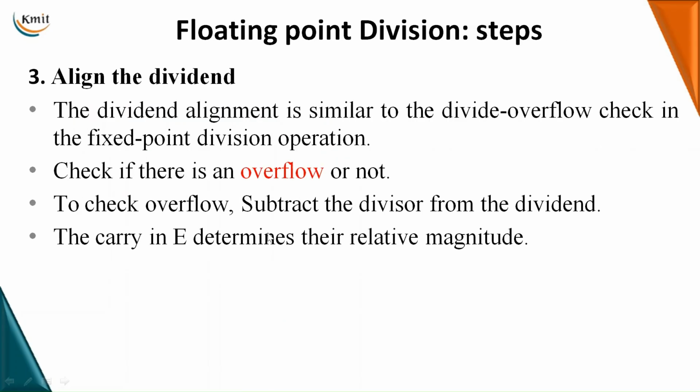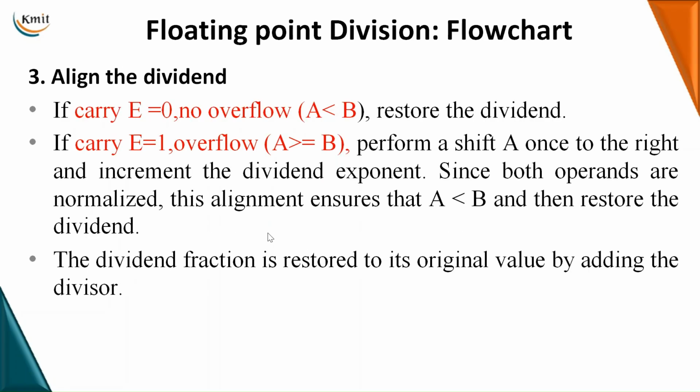So in this step, we are going to check if there is a divide overflow situation by subtracting the divisor from the dividend. Based on the subtraction operation, if the carry bit in the E flip-flop contains a 0, we mean to say that there is no overflow, which means A is less than B. The situation is satisfied. If the carry flip-flop contains a value of 1, it means that there is an overflow situation. So whenever there is an overflow situation, normally in a sign magnitude division, we skip dividing the mantissa part of your data. But in case of a floating point division, we are going to align a dividend in such a way that the overflow situation is resolved.